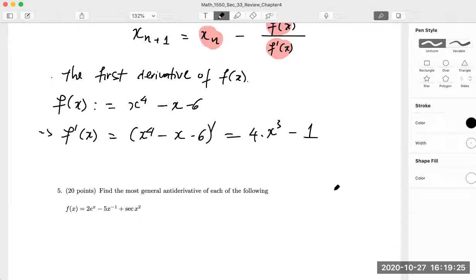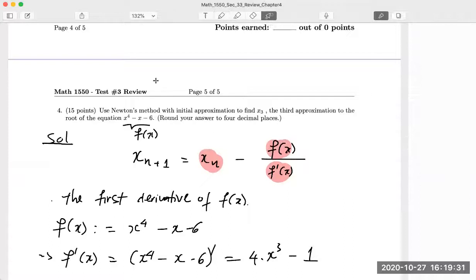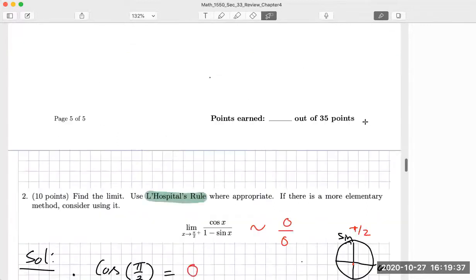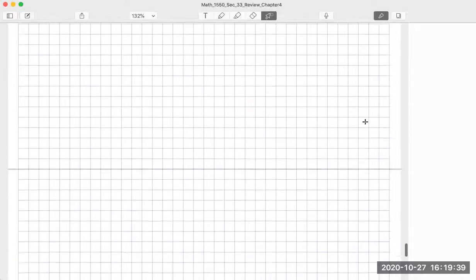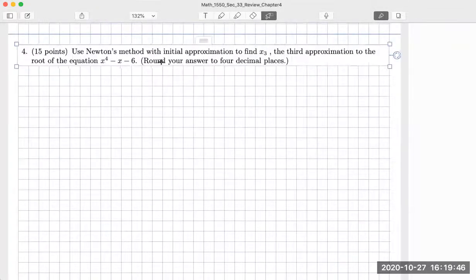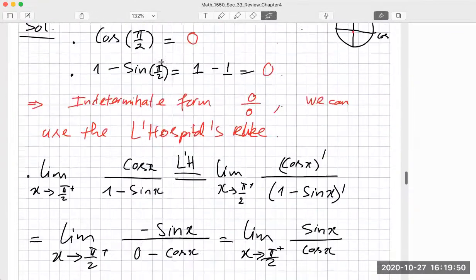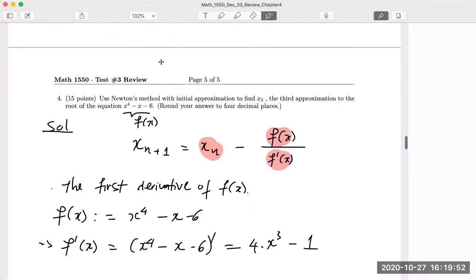Oh, can you wait me just a second? I would like to copy this problem and we'll find a better place to write it. One second.